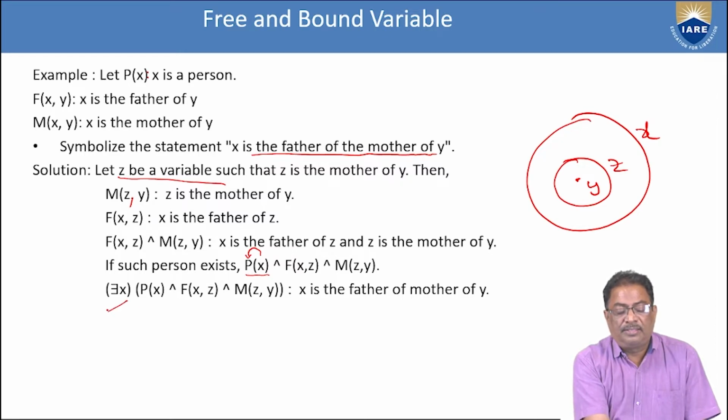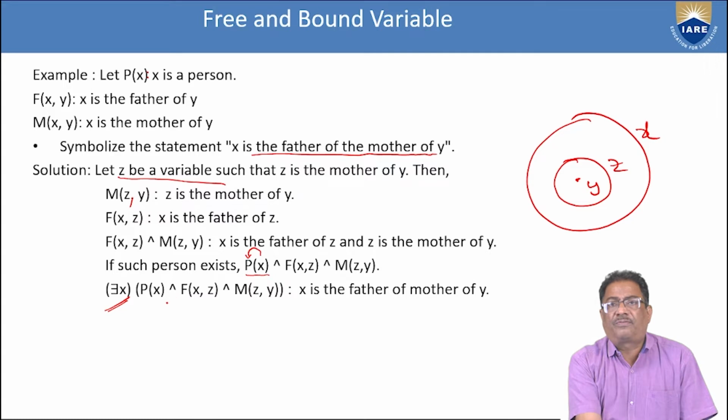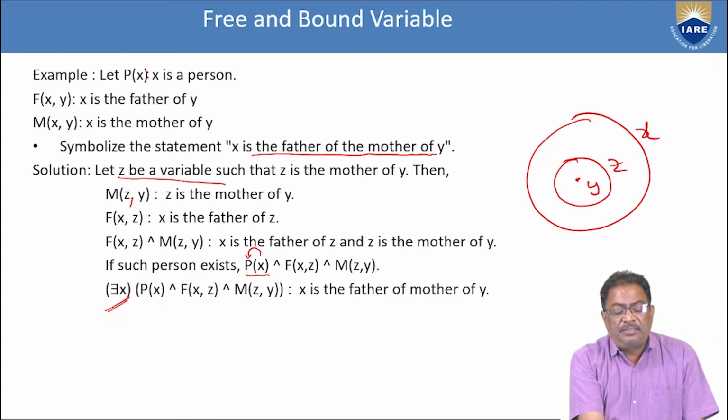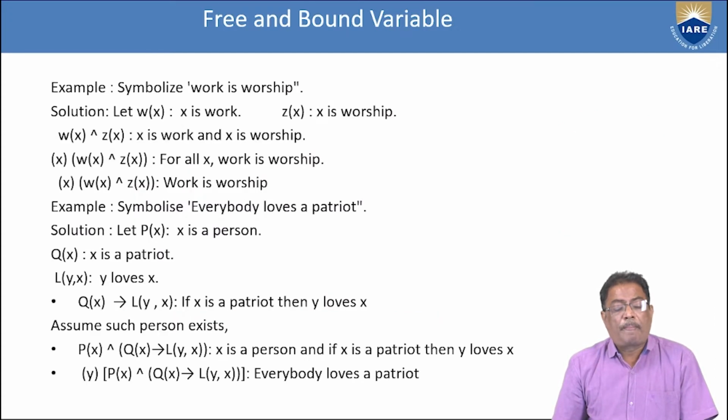So now we are going to take there exists. There exists means a few only, or one only, or some only, not for all. So we are implementing the quantifier there exists x, and P of x, with the same thing written here, which is nothing but x is the father of the mother of y. Of course, x is the father of z and z is the mother of y. If you remove the intermediate variable, then x is the father of the mother of y. So like this, we have to symbolize the statement into the symbolic form.